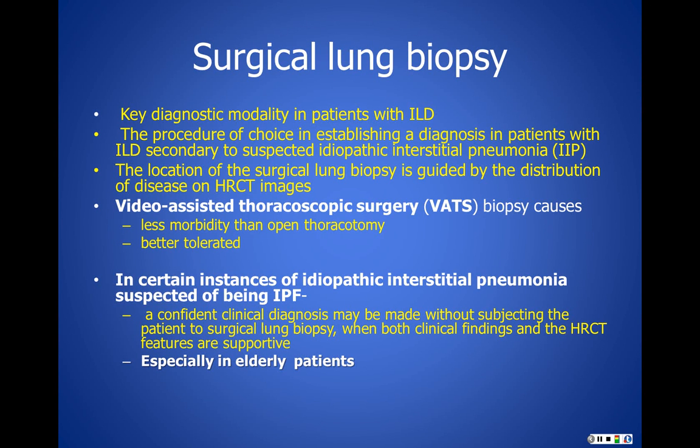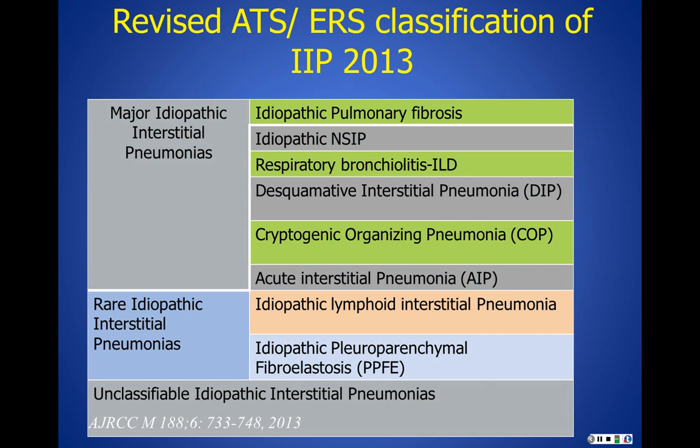The video-assisted thoracoscopic surgery is more tolerable by the patients, okay, but confident diagnosis can be made, especially in geriatric patients, and we should not subject them to unnecessary surgery. One of the things that happens after subjecting the patients to unnecessary surgery is they can develop acute exacerbation of ILD, and they will not come out of the ventilator. But if the presentation is atypical, CT scan does not fit, then you can make a case for a surgical lung biopsy. Okay. This is the revised classification in 2013.